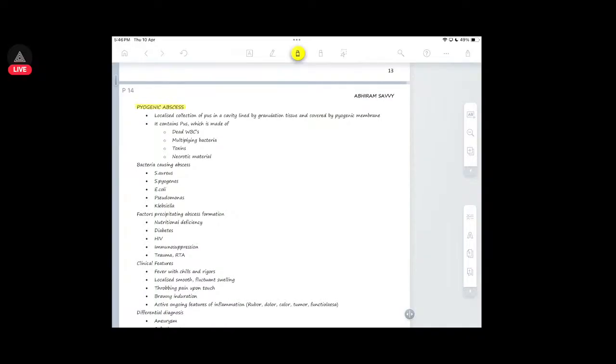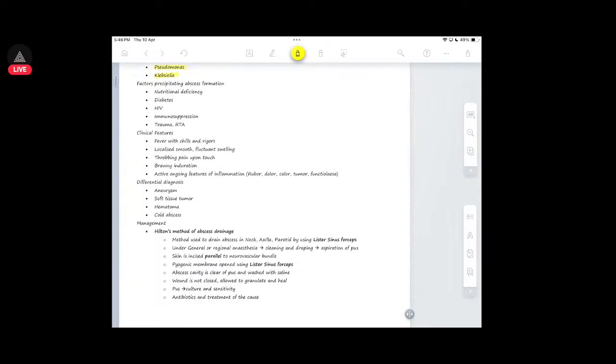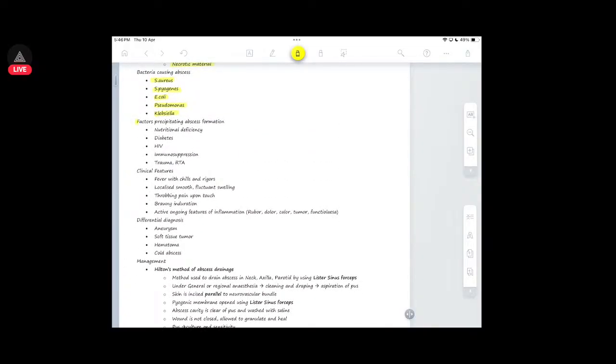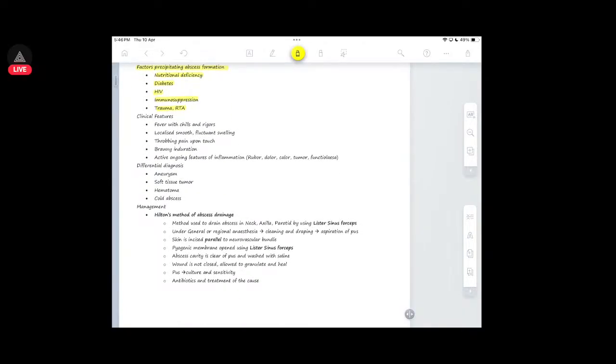Then we have pyogenic abscess. It is a localized collection of pus in a cavity lined by granulation tissue covered by pyogenic membrane. Contains pus made of dead WBCs, multiplying bacteria, toxins, and necrotic materials. So bacteria causing abscess are Streptococcus pyogenes, E. coli, Pseudomonas, Klebsiella. Precipitating factors for abscess formation: nutritional deficiency, diabetes, HIV, immunosuppression, trauma, and road traffic accident.